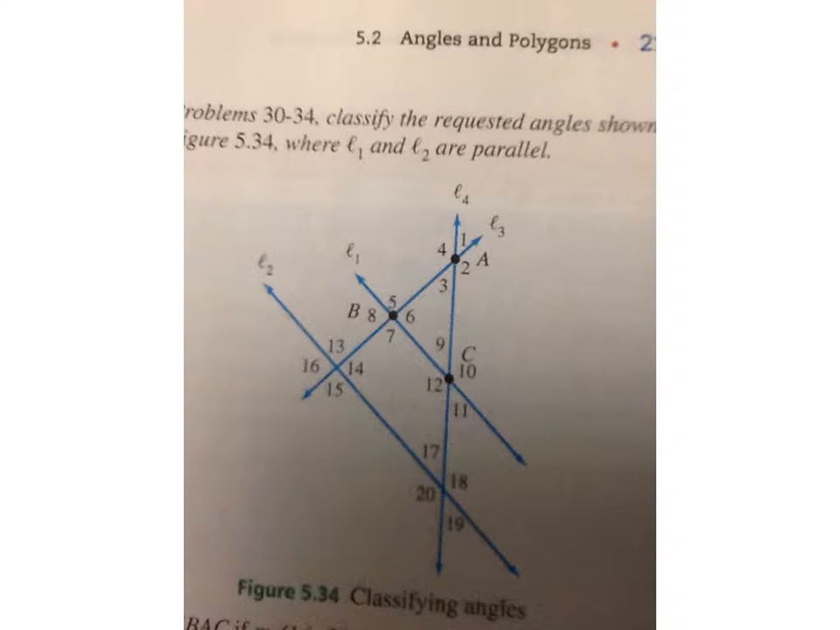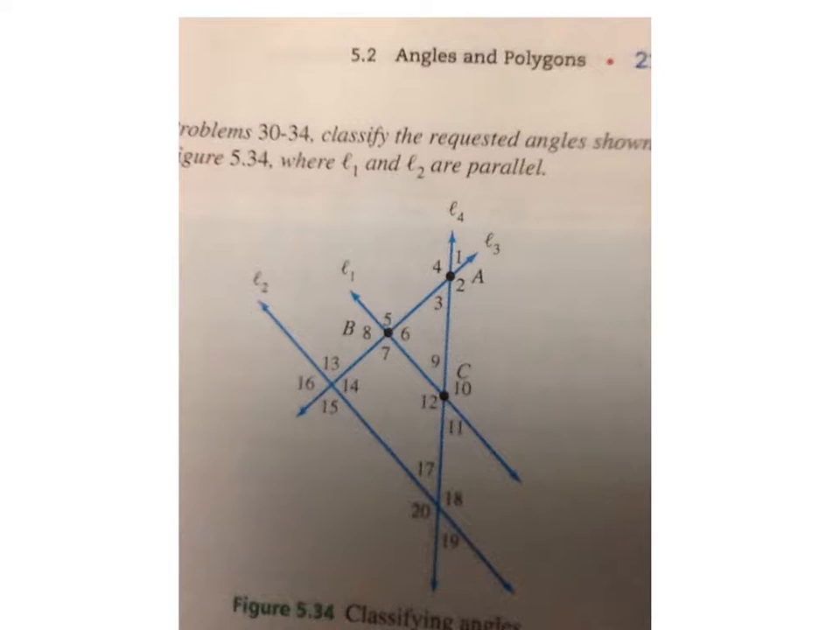This is the drawing on page 219 in your book, and we'll look at number 34 to go with this drawing. The directions say, classify the requested angles shown in figure 5.34 where L1 and L2 are parallel. Number 34 says, angle 1, if the measure of angle 2 is 130 degrees. So if I label my drawing and label this one as 130 degrees, that's angle 2, and we want to find angle 1.